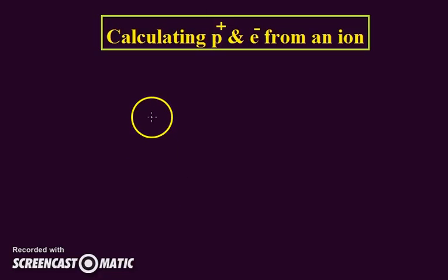In this session, I will discuss how to calculate the number of protons and the number of electrons from a given ion. Before I discuss calculating the number of protons and electrons in an ion, let me explain a bit about ions. An ion is formed by an atom which loses electrons or gains electrons. And when an atom loses electrons, it forms a positive ion.